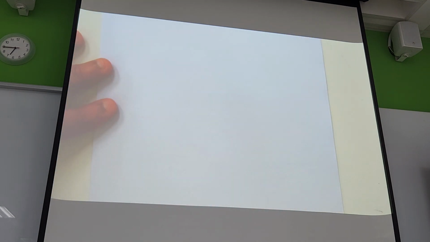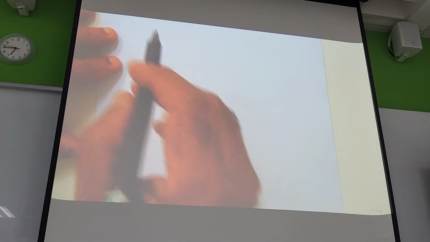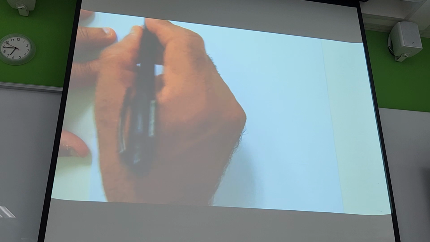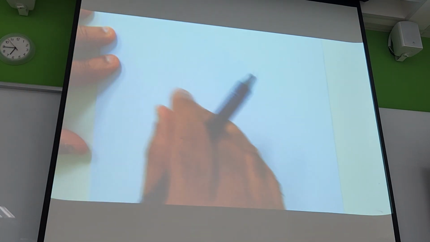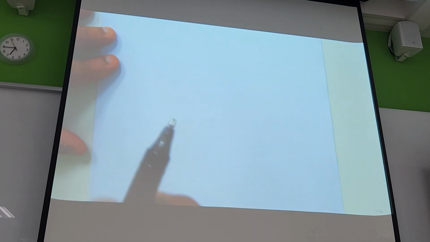So we know Newton's second law. Okay, so what is Newton's second law? Anyone? Simple terms. Force equals mass times acceleration. So the force is equal to mass times acceleration.